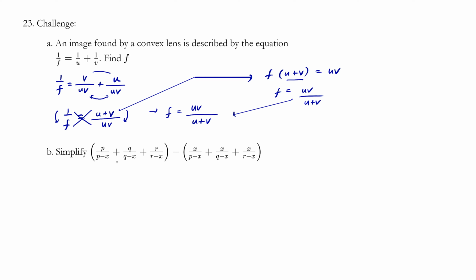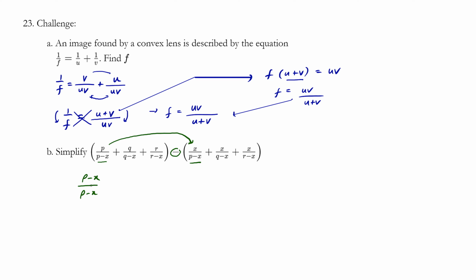So let's try the next challenge question. This looks intimidating, but let's see how long it actually takes. We have a p over p minus x here, and there's a minus sign, and then what we have here is a p minus x. So essentially, it's going to be this take away this, and we have a common denominator, p minus x. So we're just going to perform the operations. The common denominator is p minus x, and the numerator becomes p take away x.